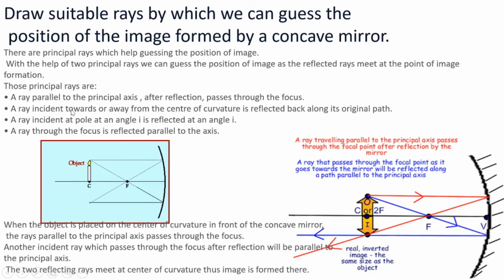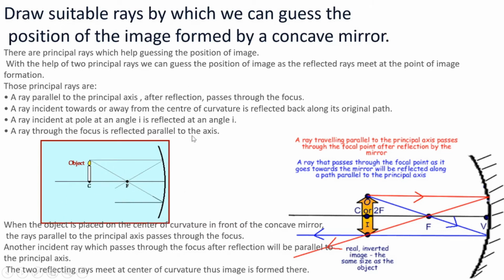A ray parallel to the principal axis, after reflection, passes through the focus. What is the principal axis? This horizontal line is called the principal axis. A ray parallel to the principal axis, after reflection, passes through the focus. See here, these two incident rays, and when these two are reflected, they meet at a point F.